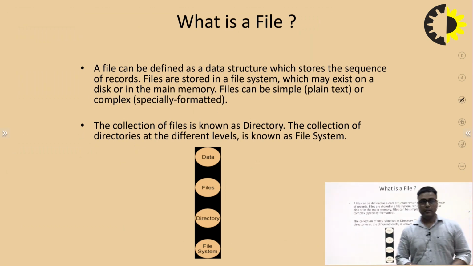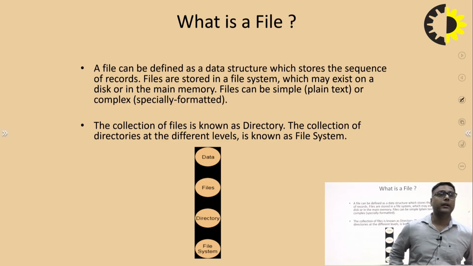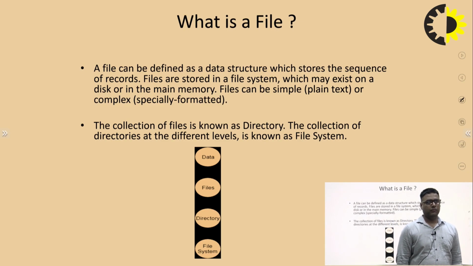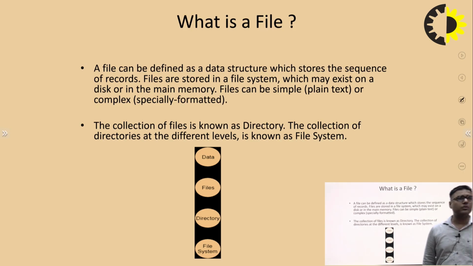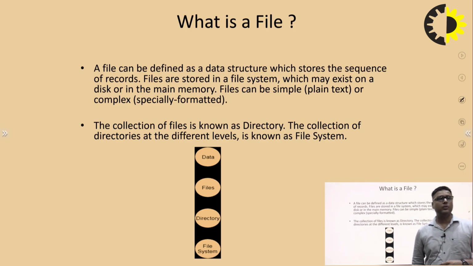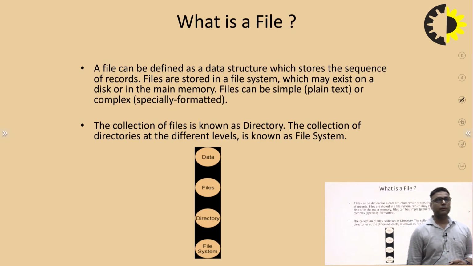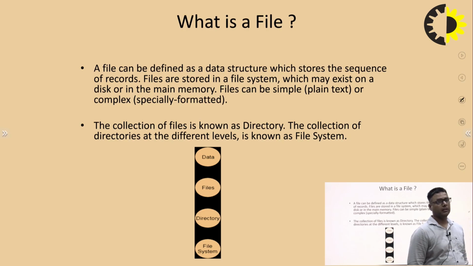Next topic, what is a file? All of you know what a file is. A file can be defined as a data structure which stores a sequence of records. Files are stored in the file system, which may exist on a disk or in the main memory. A file can be simple plain text or complex specially formatted.